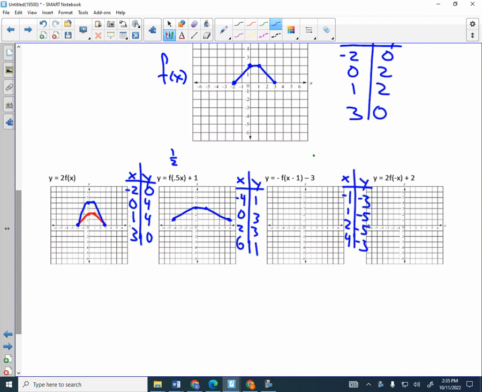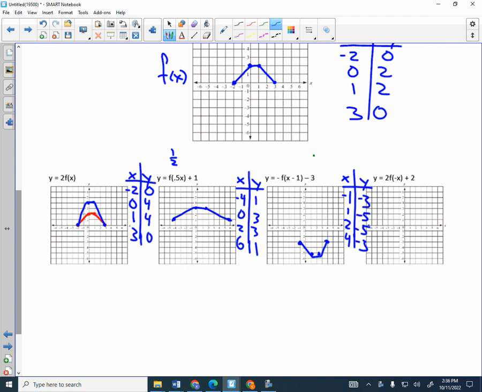So let's check that out. Back 1, down 3. Over 1, down 5. Over 2, down 5. Over 4, down 3. I should see the same shape. It should just be flipped, shifted to the right, and shifted down 3. And sure enough, it looks exactly like that.